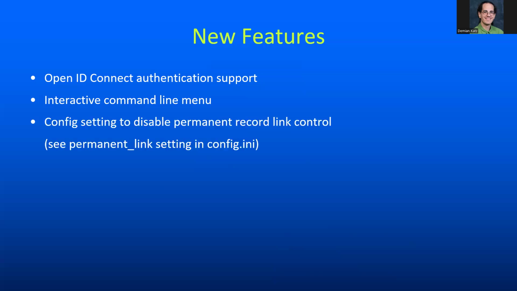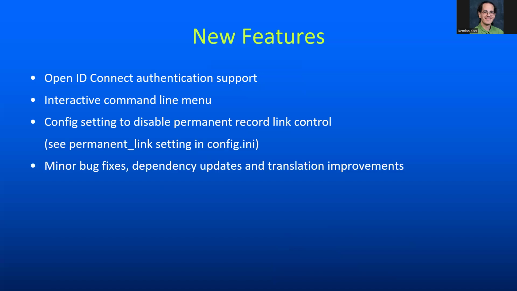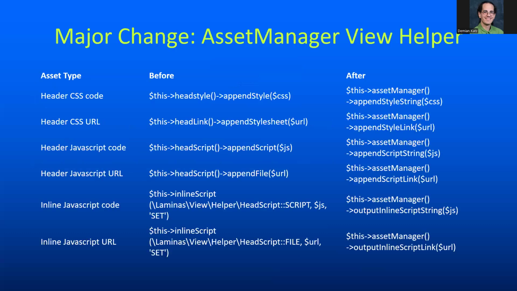There's also a new config setting, which can be used to turn off the permanent link control on record pages. This is the permanent link setting in config.ini, so that's now easier to get rid of if you don't need or want it. And as in every release, there's a variety of minor bug fixes, dependency updates, and translation improvements. So now on to the changes.